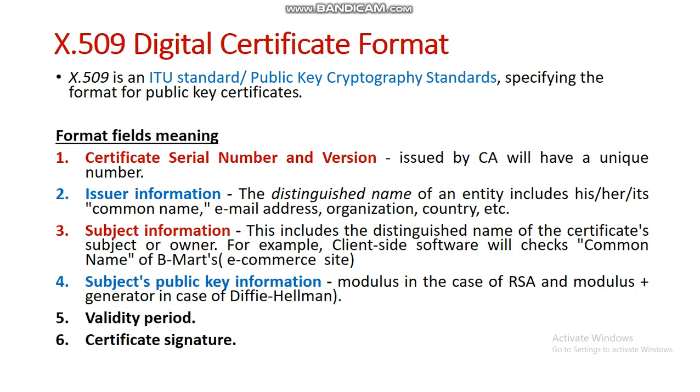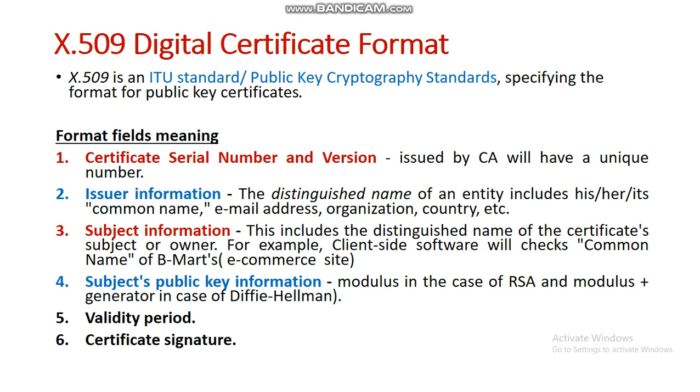So next is the subject's public key information. Here the subject public key information will be in the form of an RSA modulus, or it may be generated by the Diffie-Hellman key exchange algorithm. The algorithm used is mainly RSA, or sometimes the DSA algorithm is also used for generating the public key information. So next is the validity period. It may include the start date and end date of the digital certificate.